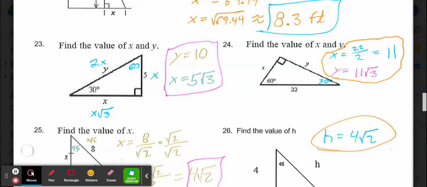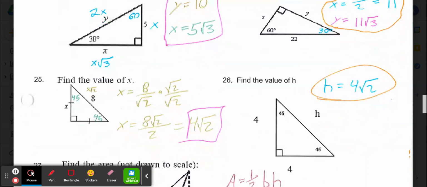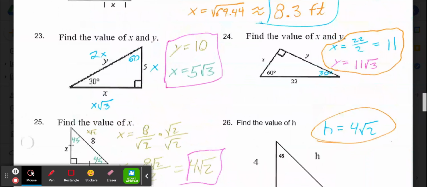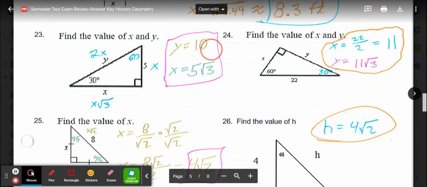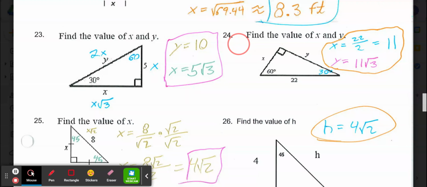23 and 24, plus then 25 and 26. So those 4 problems dealing with our special right triangles. 23 and 24 are 30, 60, 90 right triangles. We have the 30 here, 90 here, meaning that's 60. So in a 30, 60, 90, if we would call our short side x, then our long leg is the square root of 3 times that short leg, and the hypotenuse is 2 times the shorter leg.